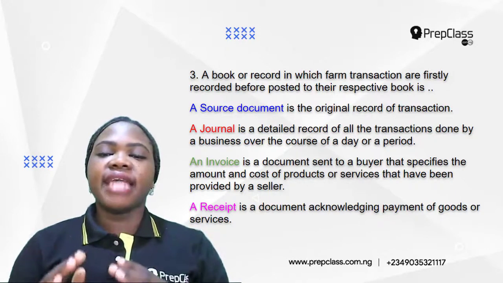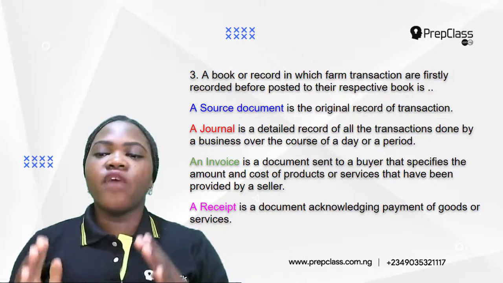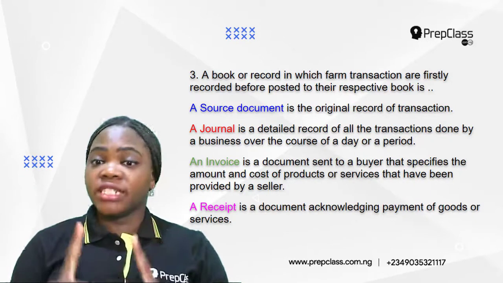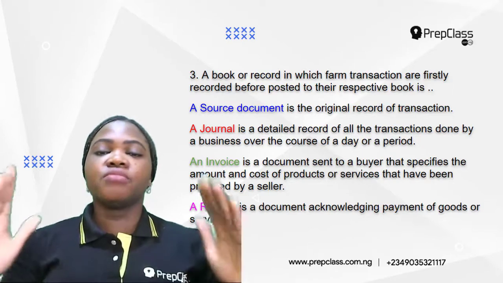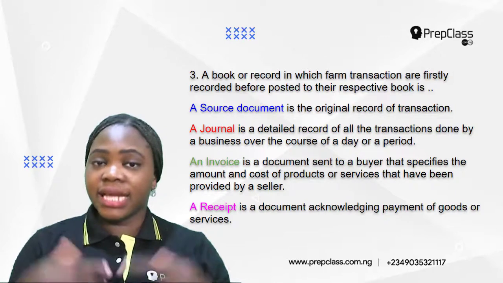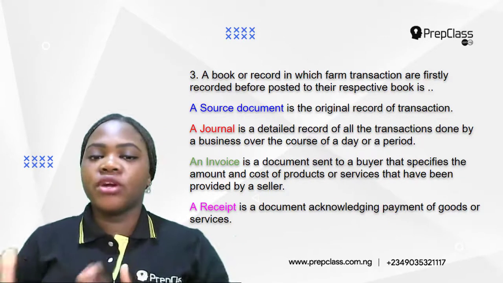A journal is a detailed record of all the transactions done by a business over the course of a day or a period. So this could be a record of all transactions done by a business in a day, that is daily, or for a period of time.